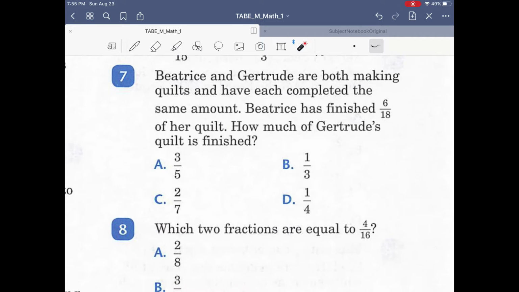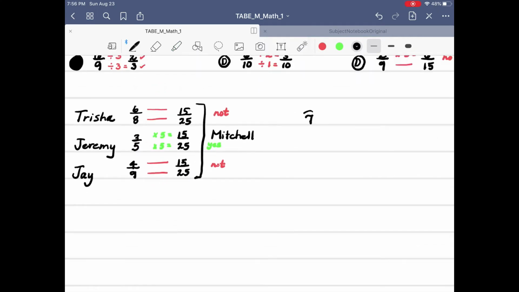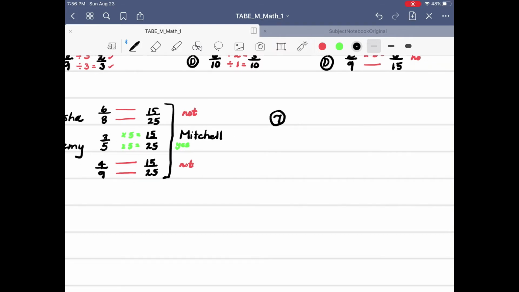Okay, number 7. Beatrice and Gertrude are both making quilts and each have completed the same amount. Beatrice has finished 6/18 of her quilt. How much of Gertrude's quilt is finished? So again, same amount as 6/18. I'm going to go to my paper for this one. Again, you are welcome to print this page when we're finished if you would like to. So 6/18 is the comparison fraction.